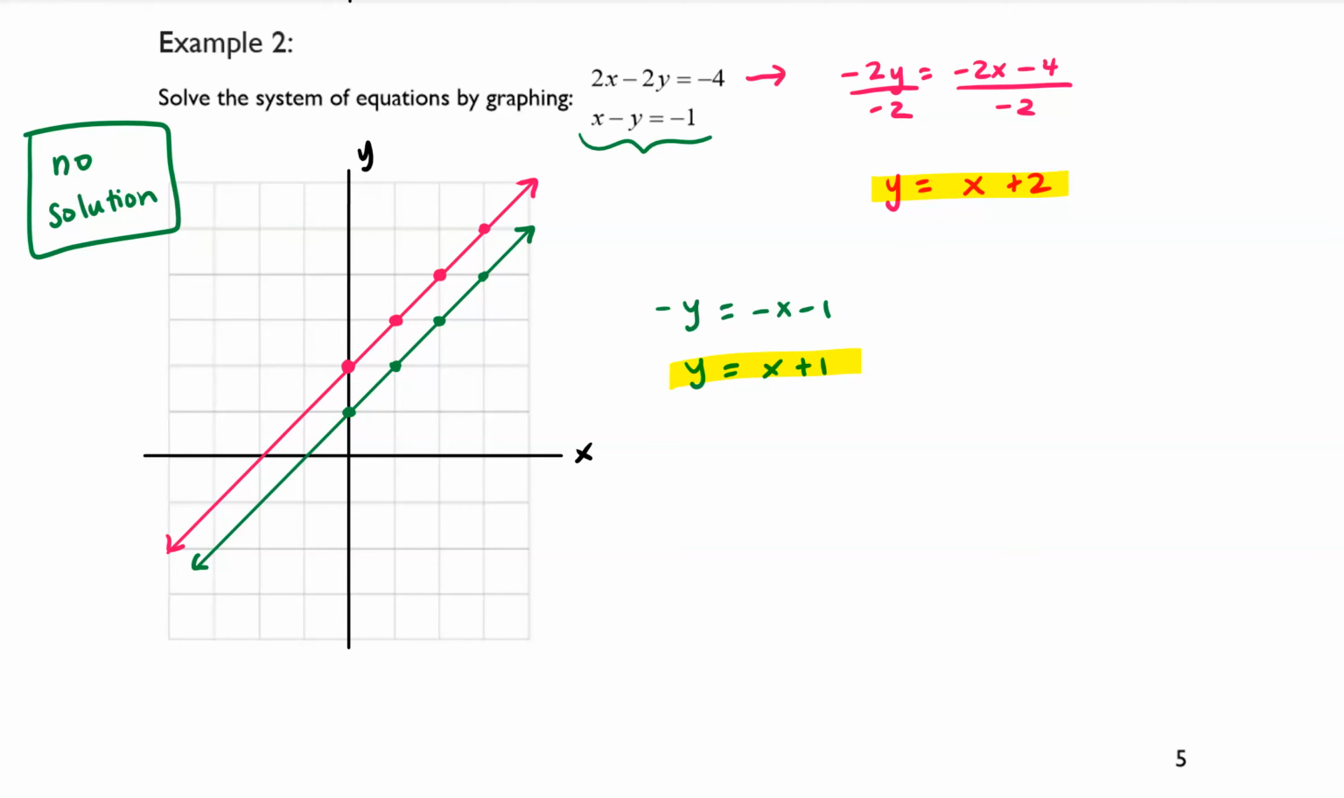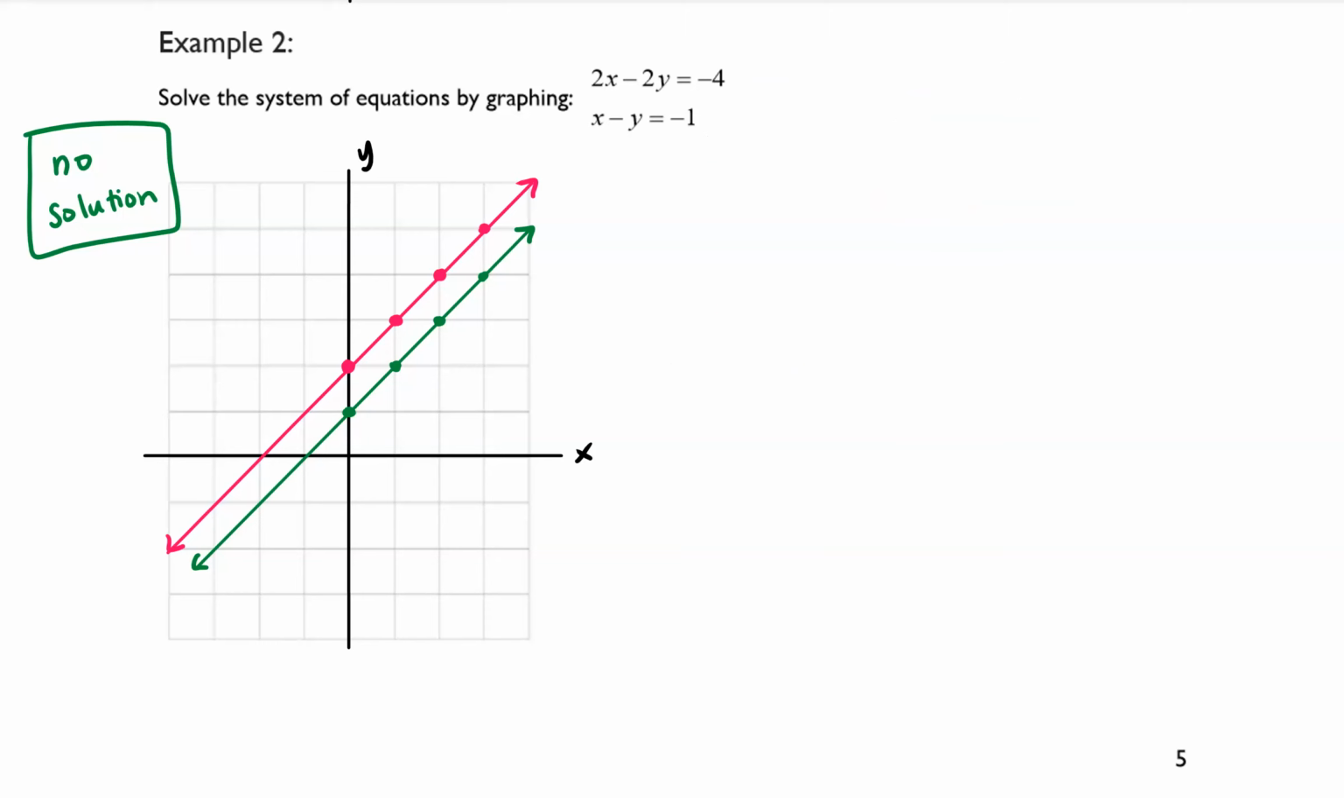Let's see what happens if we were to solve this using elimination instead of graphing. So I'm going to multiply the bottom equation by 2. If I do that, then my new resulting equation would be 2x minus 2y equals negative 2. And the top equation will not change. So we have 2x minus 2y equals negative 4.